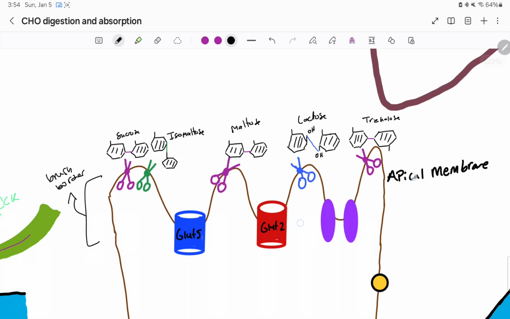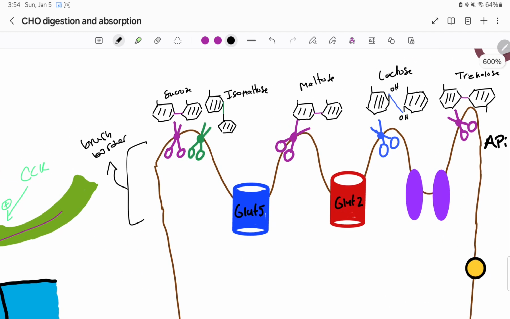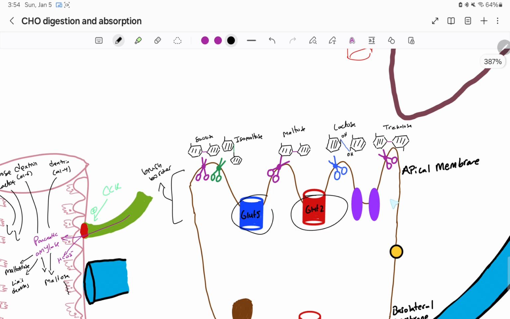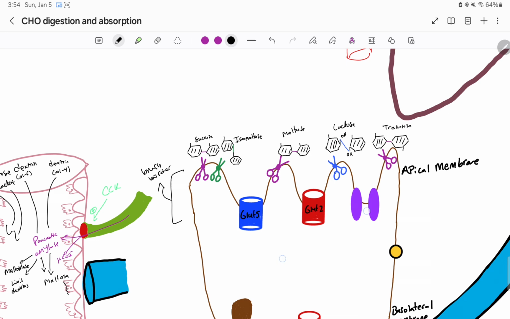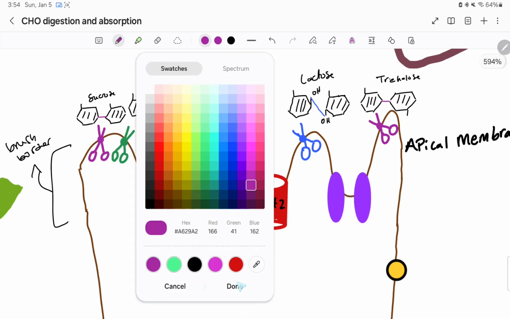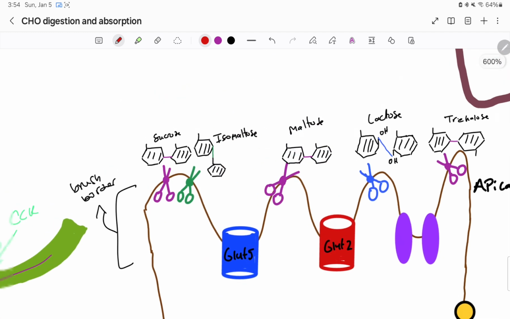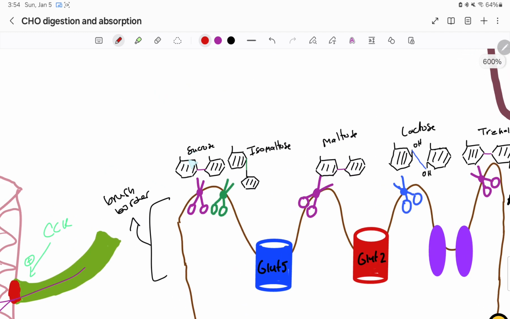As you notice, we have these little scissor things sitting on the brush border membrane. What are these scissors? These are enzymes, guys, okay? And we also have specific transporters here sitting ready to absorb monosaccharides. Okay, so let's talk about the different kinds of molecules we have here. Firstly, we have sucrose, which is just a disaccharide of glucose and fructose.